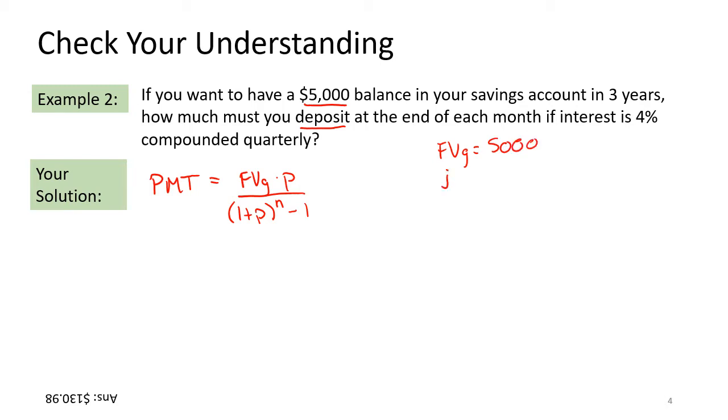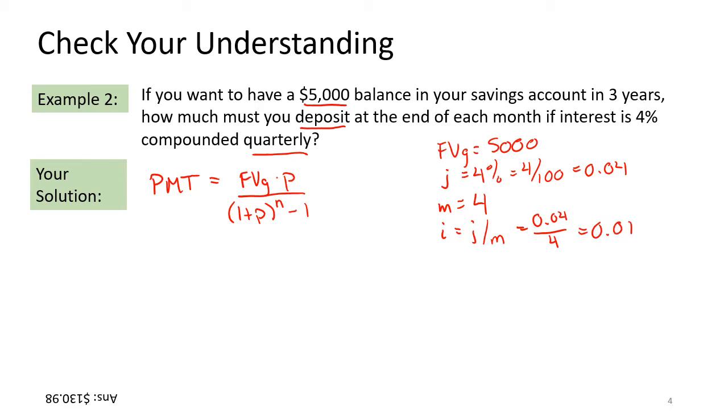Your nominal rate of interest is 4%, which is 4 divided by 100, removing the percentage sign, or 0.04. Your number of interest compounding periods: interest is compounded quarterly, so M is 4. So your periodic interest rate, I, is J divided by M, or 0.04 divided by 4, which gives you 0.01.